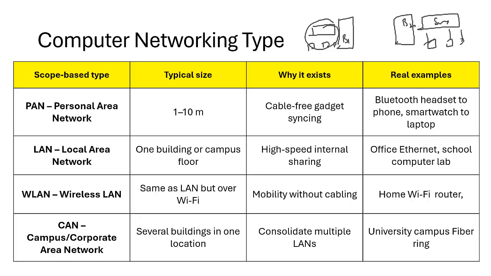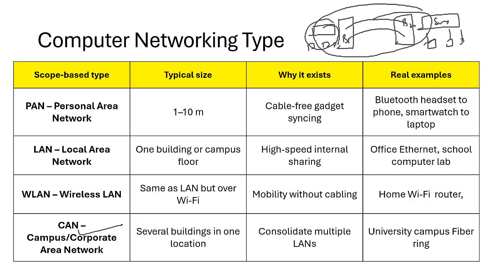Now what you need is for this building to communicate with that building, and all these buildings to communicate with each other. That is basically called a campus area network, where several buildings in one location can connect. We can consolidate multiple LANs and have a university campus with fiber rings and all that.